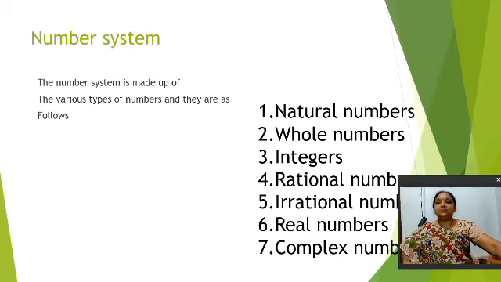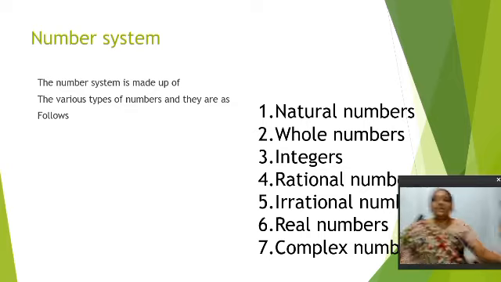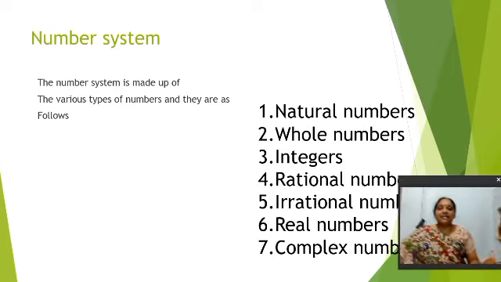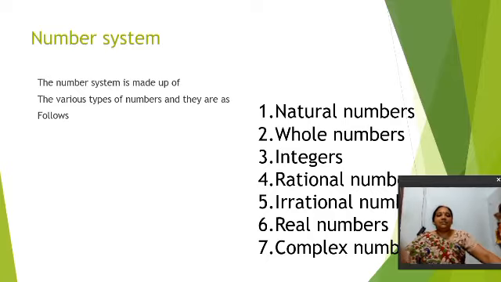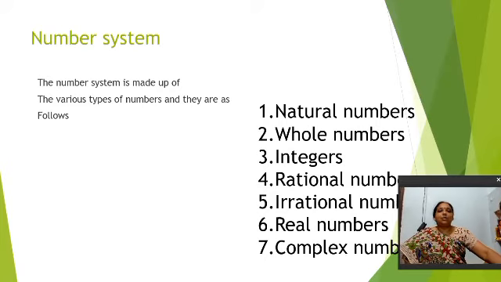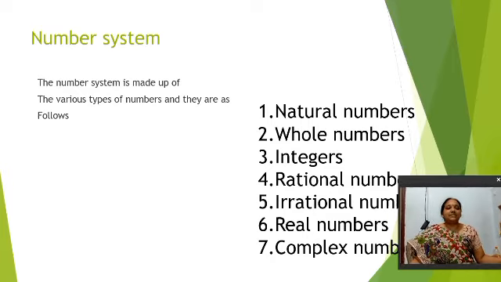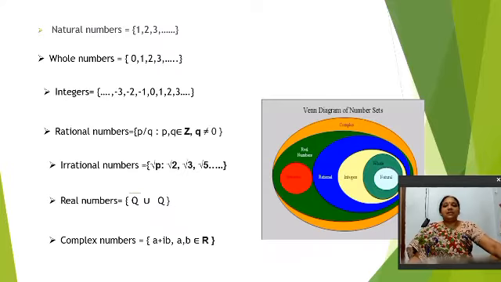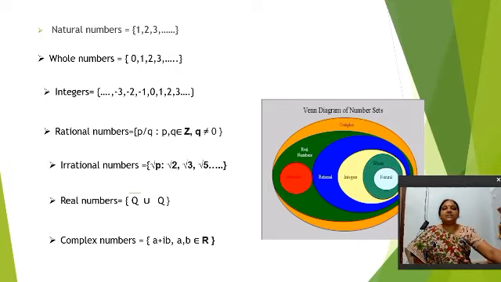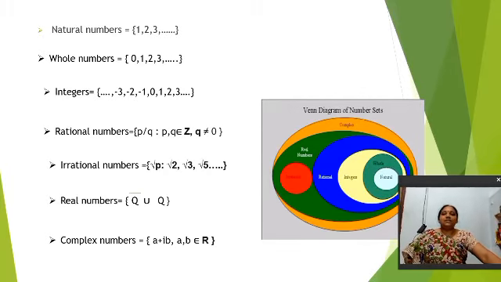Number systems. The number systems are made up of various types of numbers and they are as follows: natural numbers, whole numbers, integers, rational numbers, irrational numbers, real numbers and complex numbers. First we'll see what natural numbers are. Natural numbers start from 1, 2, 3 and so on. It is an infinite set. Whole numbers means the set consisting of natural numbers along with 0, that means 0, 1, 2, 3 and so on.